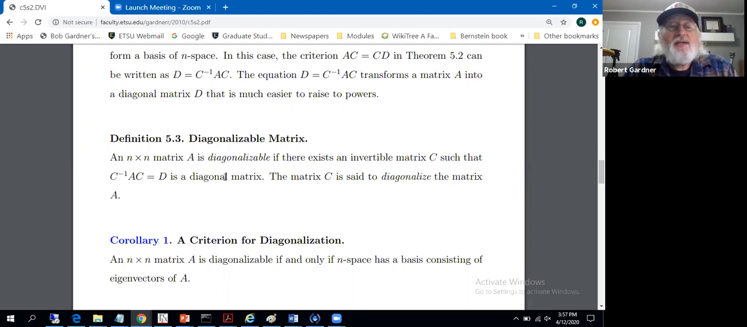So diagonalizable means you can write matrix A like this. And you know from the first theorem, the only time that's going to work is when you use eigenvalues in D and eigenvectors for columns of C. And that doesn't tell you directly what C inverse is, but you could figure it out. It does exist.